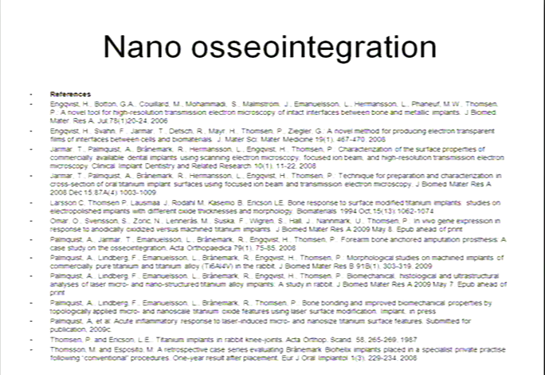We have also published, and here are some papers. If you're interested, please get in contact with me and we can provide you with references and so on, if you're interested in osseointegration on the cell and molecular level as well as nano osseointegration.